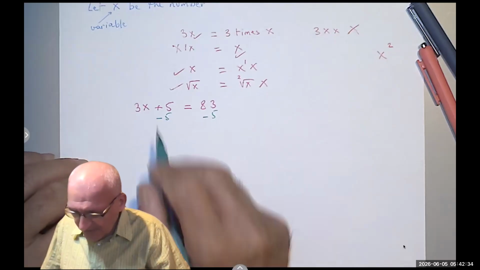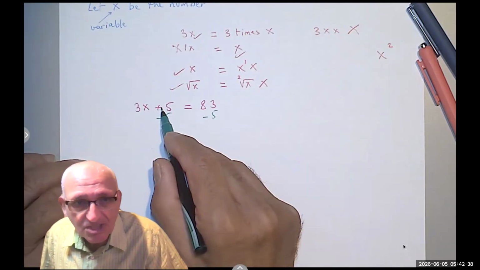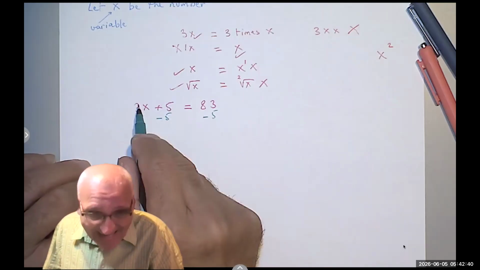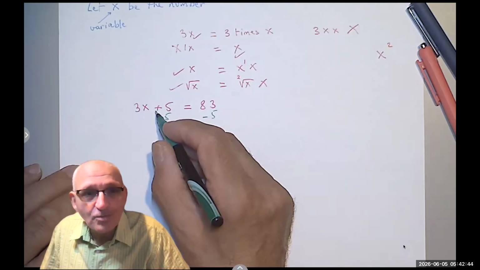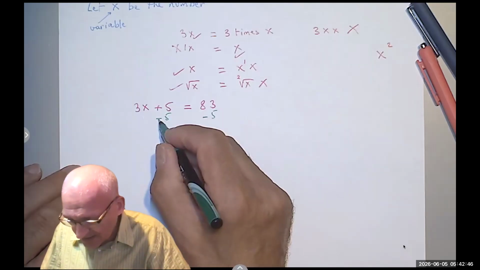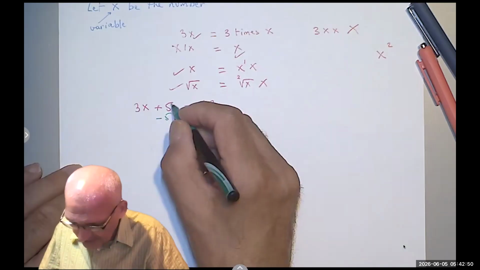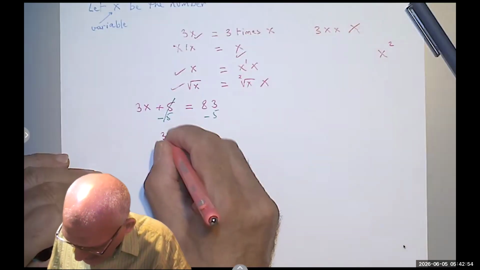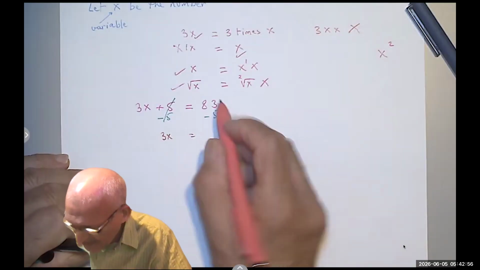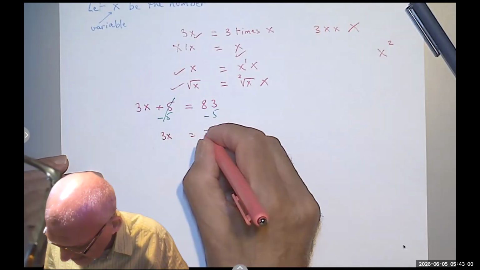Again, you can think of subtraction as the opposite of addition. And since 5 is added and I don't want it, I would apply the opposite operation of plus, which is minus. And as I said, because I applied it to the left, I have to apply it to the right. So now my left-hand side becomes 3x, and my right-hand side, you just subtract 5 from 83, you get 78.